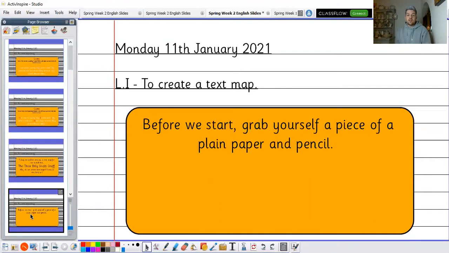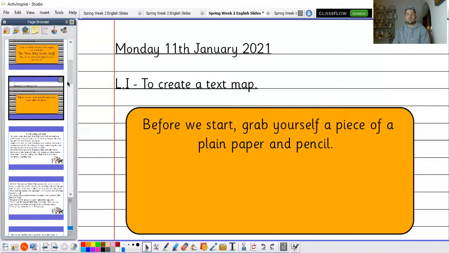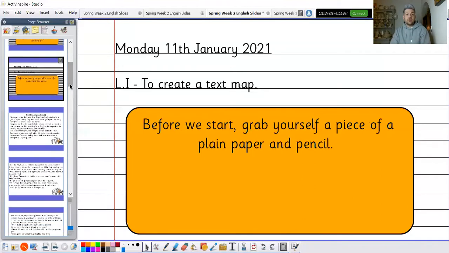The few things you need before we start: grab yourself some paper, and you also need a pencil. If you've got colouring pencils, that would be helpful. You might have some different coloured pens, because you know in class we like to make them nice and colourful. You can grab those now if you want to.